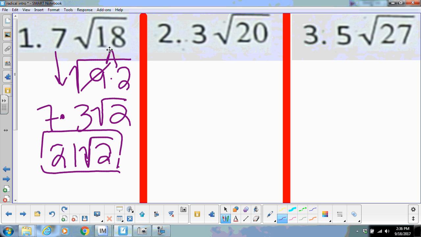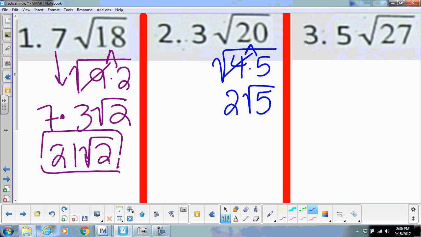Okay, going over to problem number 2. For 20, my perfect square that I'm going to use is going to be 4. 4 times 5. The square root of 4 is 2, so the 2 comes out, the 5 stays in. Bring down your 3, and 3 times 2 is going to give you 6.